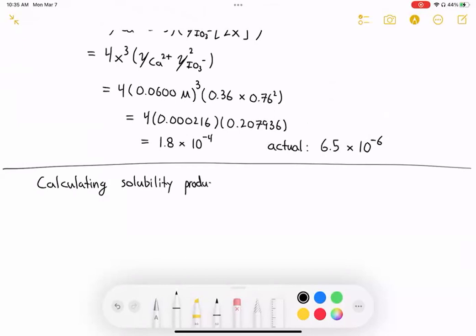Now my numbers will be weird because, as I said, I made the numbers up. I don't know if that's exactly true, but I did go around class and get some numbers so I can have an idea of what students should be getting. So calculating solubility product, KSP, of calcium iodate.